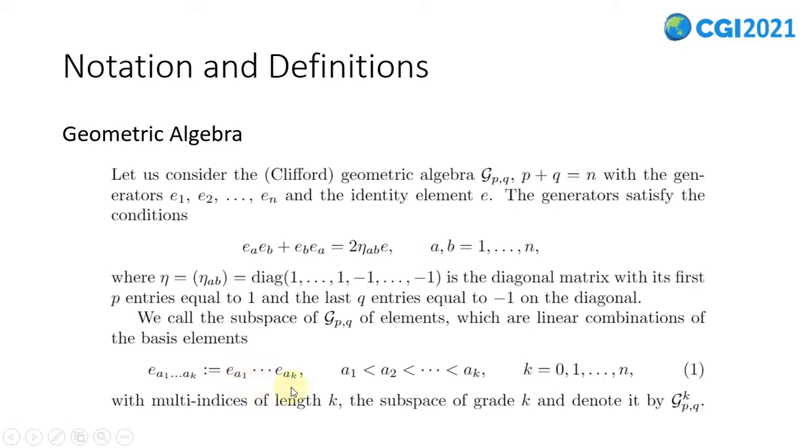We denote the ordered multiplication of k different generators with multi-indices and call them the basis elements with multi-indices of length k. We call the subspace of the linear combination of these basis elements the subspace of grade k and denote it by G_{p,q}^k.